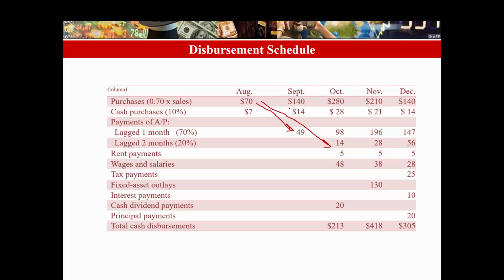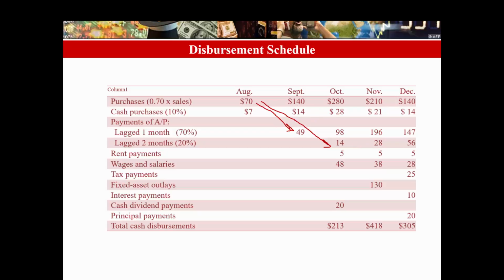In September, the company's projected sales were 200,000. 70% of 200,000 is 140,000. 10% has been paid out in September. Still, we have 70%, which is $98,000, to be paid out in October. And then 20% is going to be paid out, which is $28,000, in November.